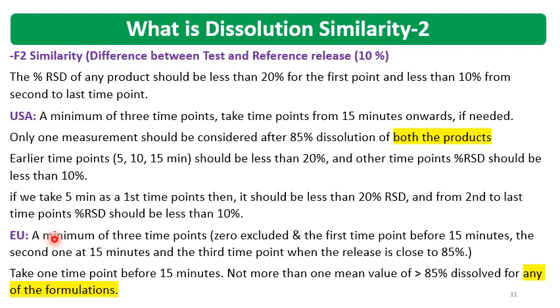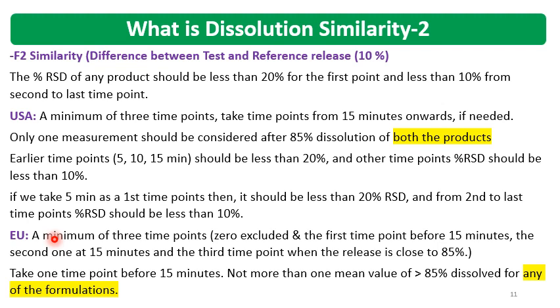Earlier time points are the 5, 10, 15 minutes and should be less than 20%, and for other time points percent RSD should be less than 10%. Now if we take 5 minutes as the first time point, then it should have less than 20% RSD, and from the second to the last time point percent RSD should be less than 10%.